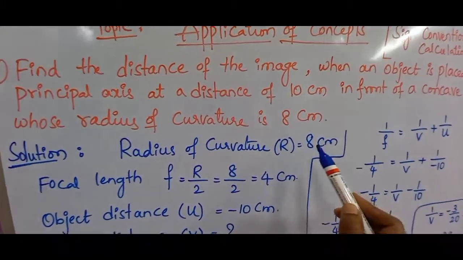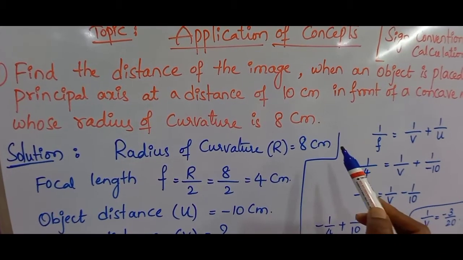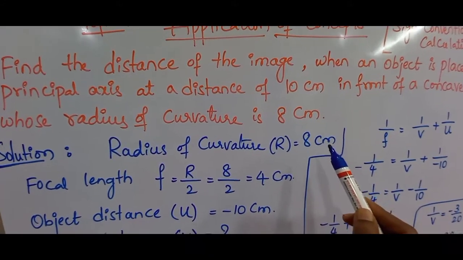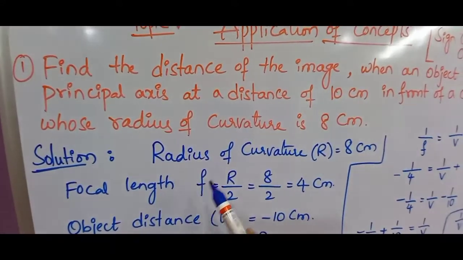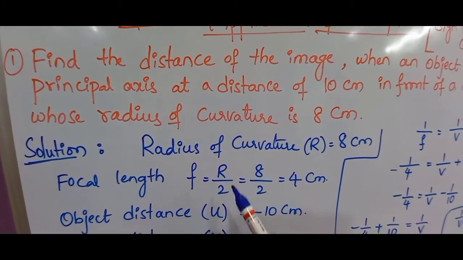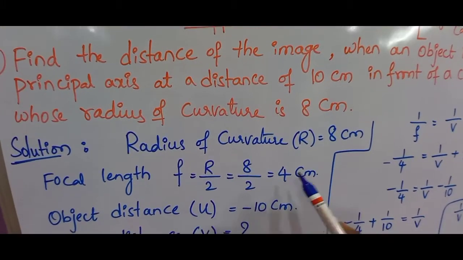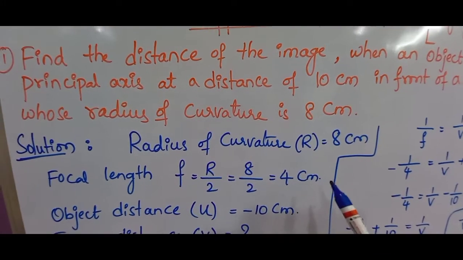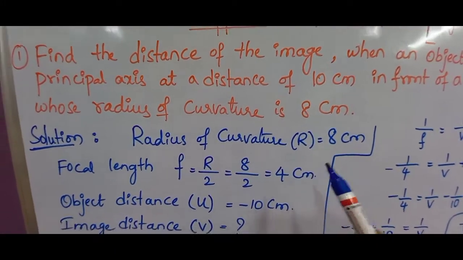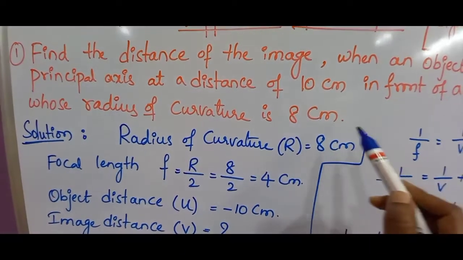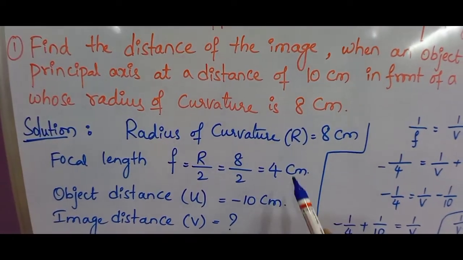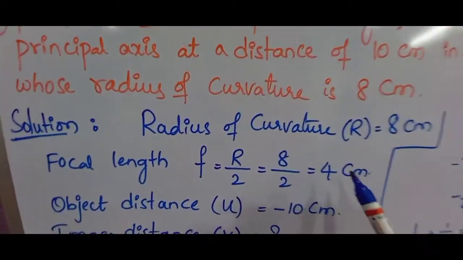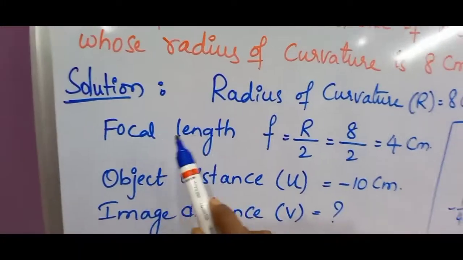And if R is 8 centimeters, then the focal length is half of the radius of curvature, as we already know. So focal length F is equal to R by 2. If F is equal to R by 2, hence we can write 8 by 2, that is equal to 4 centimeters. Focal length lies at 4 centimeters. That means at 4 centimeters the focal point will be lying. At 8 centimeters the center of curvature will be lying, and at 4 centimeters the focal point will be lying. This entire distance of 4 centimeters is called the focal length.